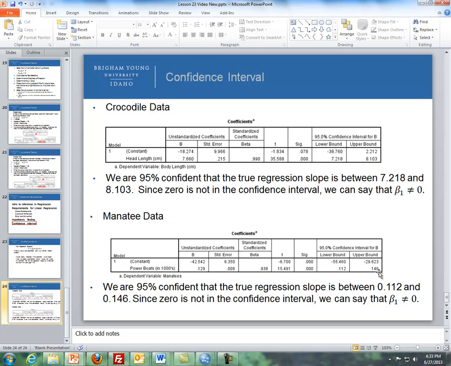Okay? And with the manatee data, this is where we get our information down here. Since we get this result here, we say that we are 95% confident that the true regression slope is between 0.112 and 0.146. Since 0 is not in our confidence interval here, we can say that our true slope, beta 1, is not equal to 0. And so that concludes the videos dealing with inference for bivariate data. If you have any questions, please speak to your teacher or to one of your TAs.